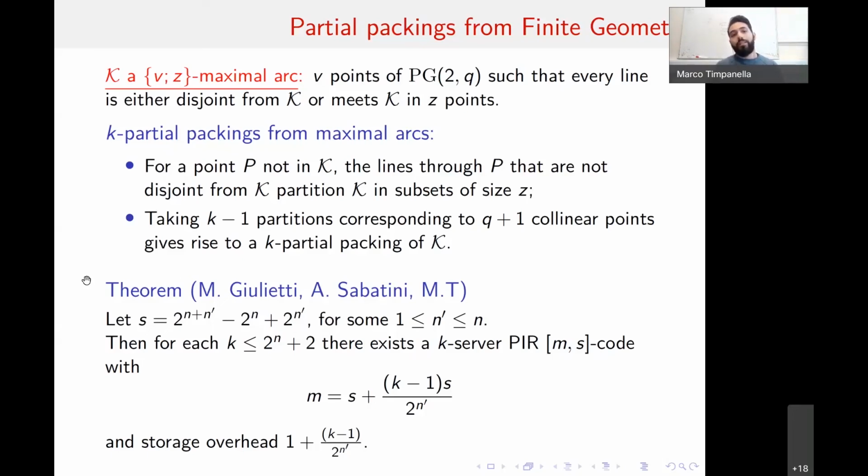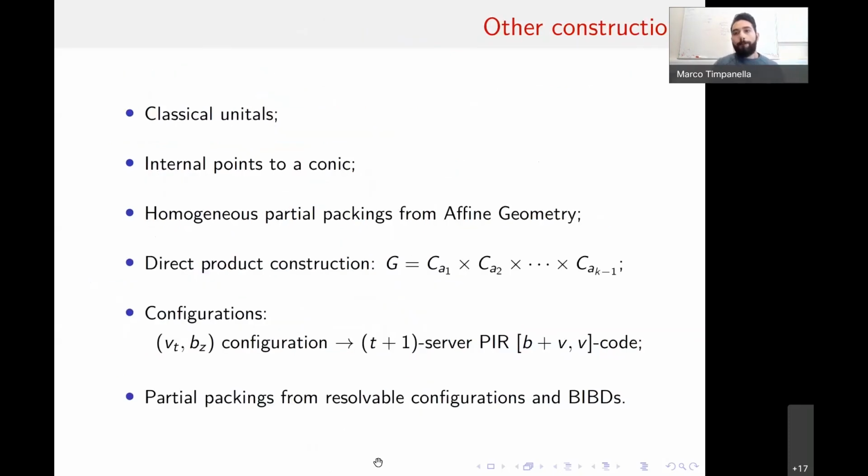Also in this case, the existence problem for maximal arcs has been completely solved. And so by using this existence result, we obtain this family of PIR codes with certain parameters. And in particular, again, if we fix k and we let n and n' go to infinity, the storage overhead of this family of codes goes to 1.